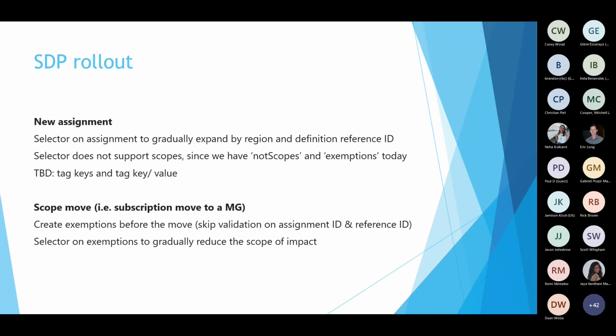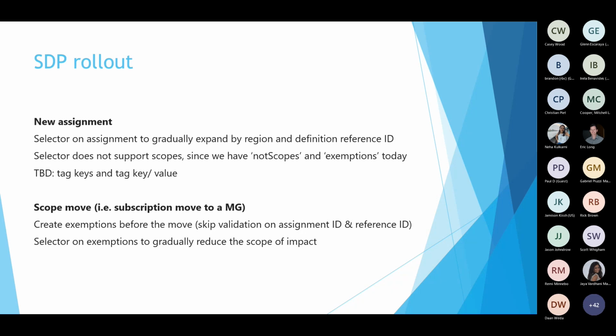And then the second portion is on how to do the gradual rollout in cases of move operations, right? So you might have some policies on the production management group, and you're moving over some subscriptions into that production management group. We wanted to make sure that you're able to do a gradual rollout on those policies that you already have in there.